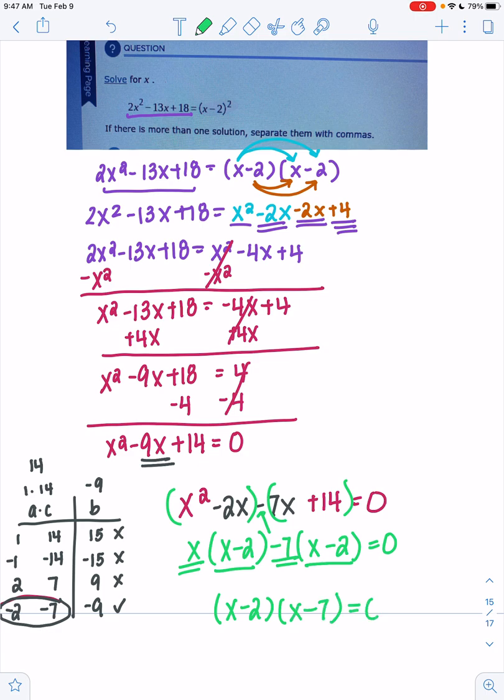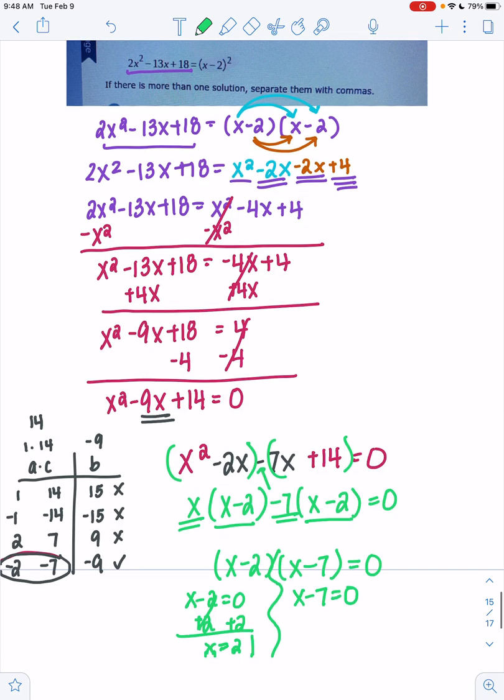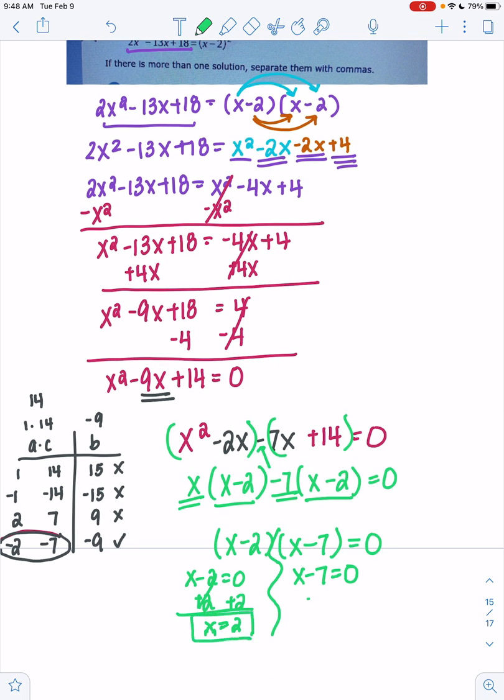Now this is equal to 0. We split them into two equations. X minus 2 equals 0 and x minus 7 equals 0. On the left side, we add 2 to both sides. We get x equals 2 is one of our solutions. And then on the right side, we add 7 and we get x equals 7 is one of our solutions.